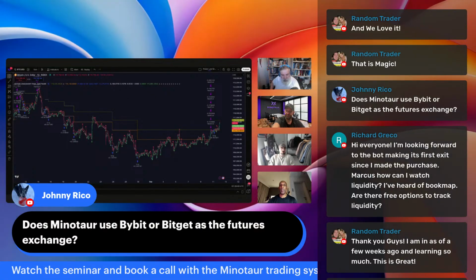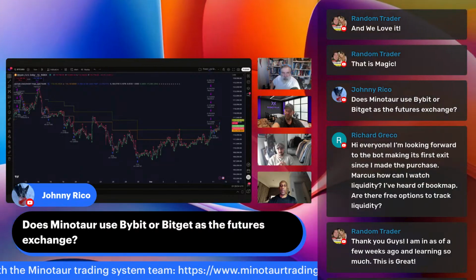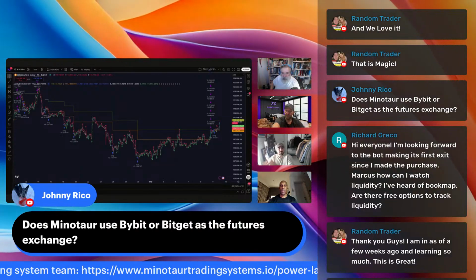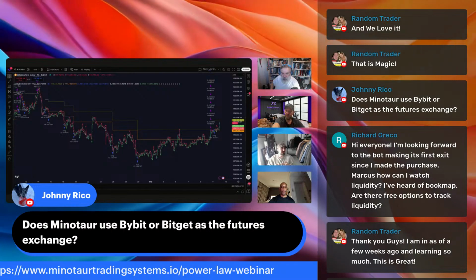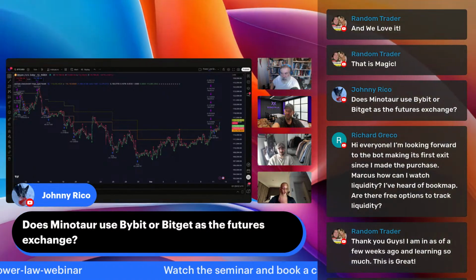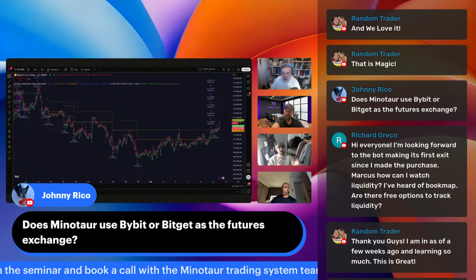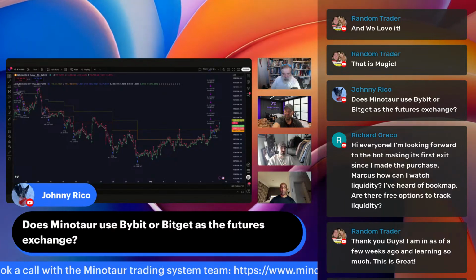So it's a good question. The way you want to think about Minotaur is not something that has use only with Bybit or BitGet. It's a tool that can actually be plugged into almost any centralized exchange. It's just about understanding that, of course, in different parts of the world, we have different levels of regulation that allow you to do different things.